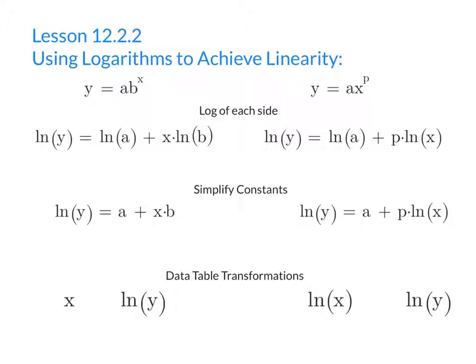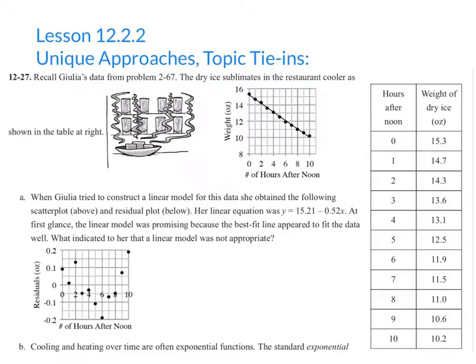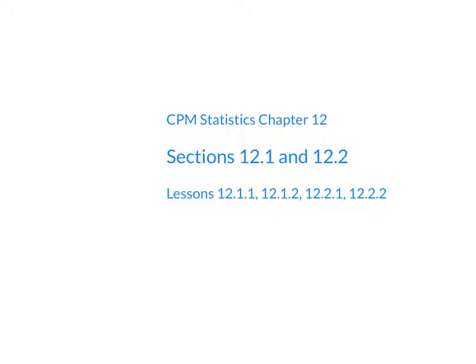Further, logs of any base, such as base 10 for the common log or e for the natural log, will work. The subtly curved dry ice data returns from problem 267, and this time students will be able to fit a curved model to the data. Congratulations! If you've covered this and all previous chapters, you have completed the entire AP syllabus. Chapter 13 is an extension beyond the AP subset and explores ANOVA and some non-parametric tests.